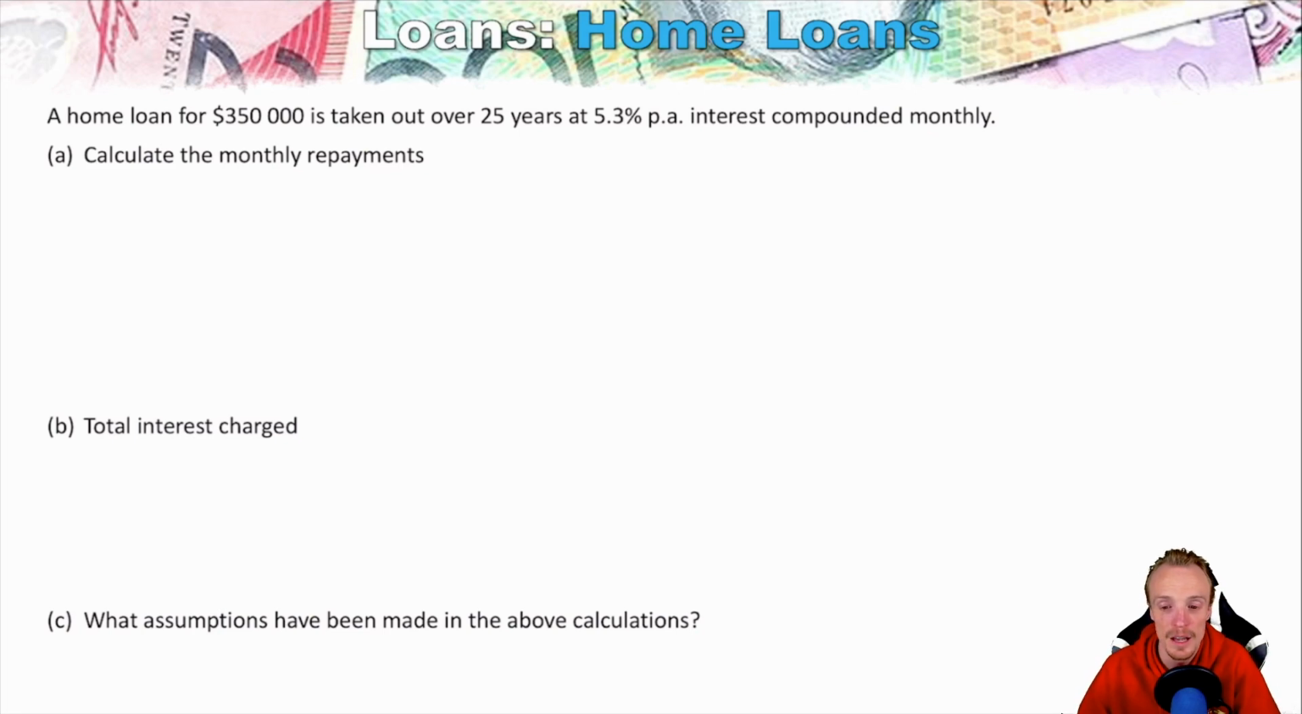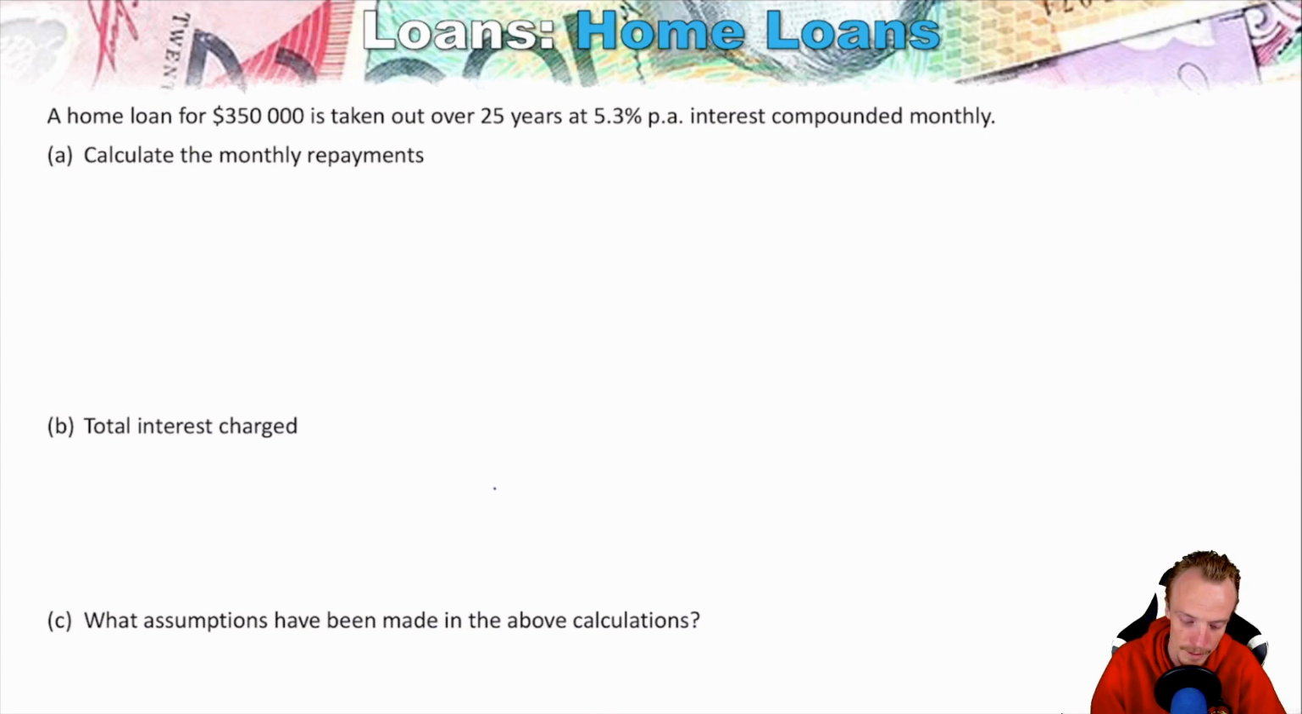Now, there are going to be some similarities to a lot of the calculations that we do, but it's going to be really important to look at how the total interest charge can start growing in complexity as things change in the loan. So let's get started by taking a look at this example. We've got a home loan here of $350,000 that's taken out over 25 years with a 5.3% interest rate compounding monthly. The first thing we want to do is calculate the monthly repayments.